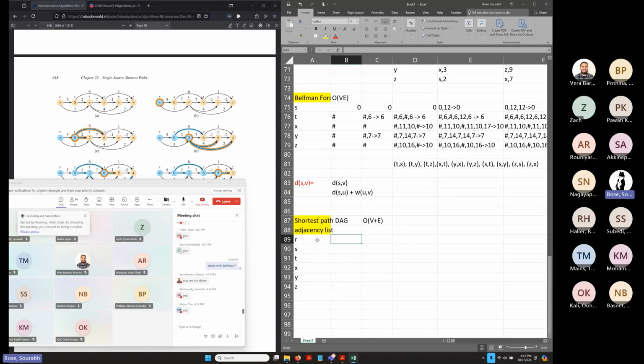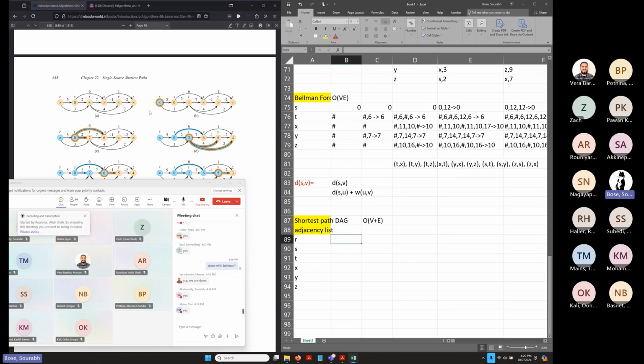Now, initially, what do we do? We set the distance of the source node to 0. Everything else is going to be set to infinity. But before we do that, we will do a topological sort of the graph.